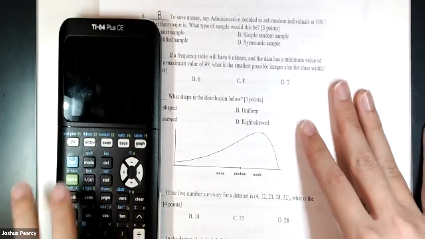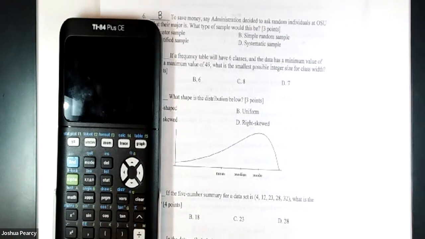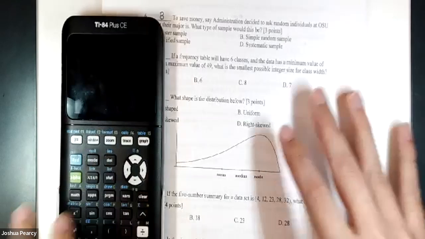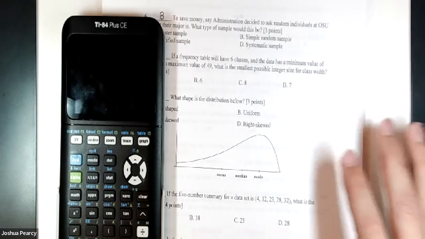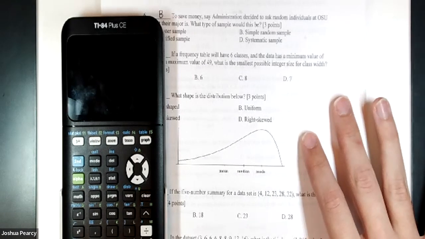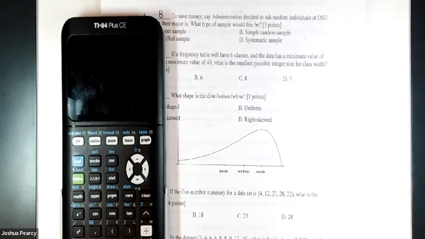This one goes back to the class width. If a frequency table will have 6 classes and the data has a minimum value of 15 and a maximum of 49, what is the smallest possible integer for the class width? So remember, the class width was found by the range over the total number of classes, and the range is 49 minus 15, which is 34. 34 divided by 6 is about 5.66666. So therefore, it would be rounded up to 6.